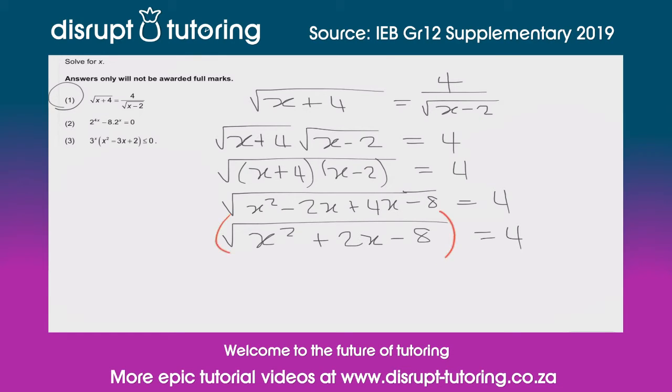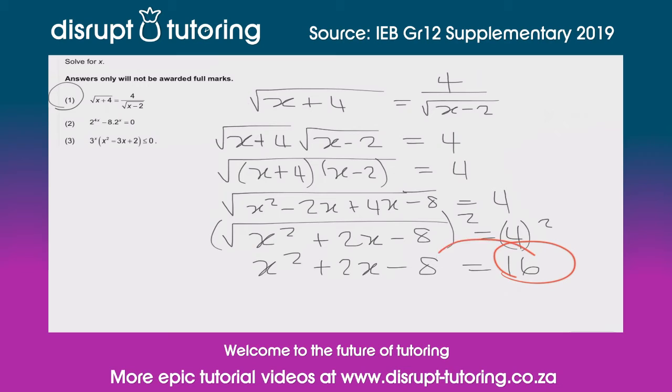Now, in order to get rid of that root, I want to square both sides. So I'll square both sides to get rid of the root. I'll square that side as well. And that's going to give me x squared plus 2x minus 8 equals 16. Okay, I'm going to take this 16 across so that I can build a trinomial or a quadratic equation. So it's going to be x squared plus 2x, and then that's going to be minus 24 equals 0.